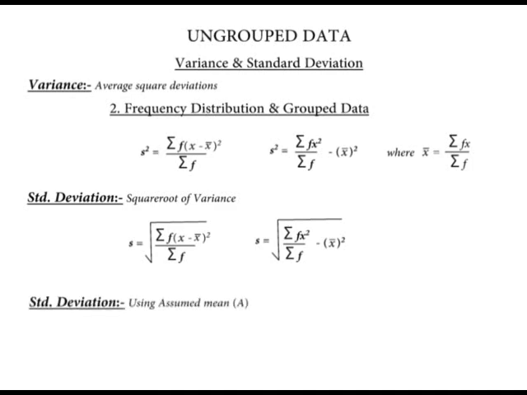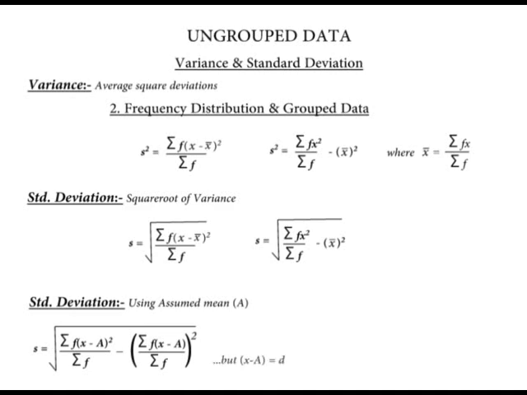If you used the assumed mean, you can use it to calculate the standard deviation, but the formula will be different. Standard deviation will be equal to the square root of summation of f times x minus a squared over the summation of frequency minus the summation of f times x minus a over summation of frequency, everything squared. But then, given that x minus a is equal to d, the standard deviation formula becomes the square root of the summation of fd squared over the summation of frequency minus the summation of fd over summation of f squared.